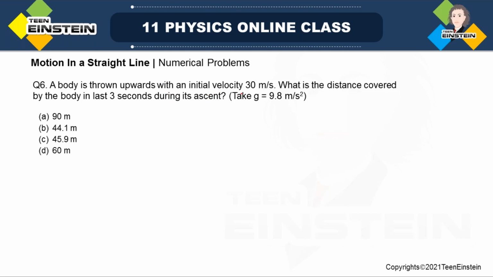A body is thrown upward with an initial velocity of 30 meters per second. What is the distance covered by the body in the last 3 seconds? Okay, in the last 3 seconds. This is the question. So how do you solve it?